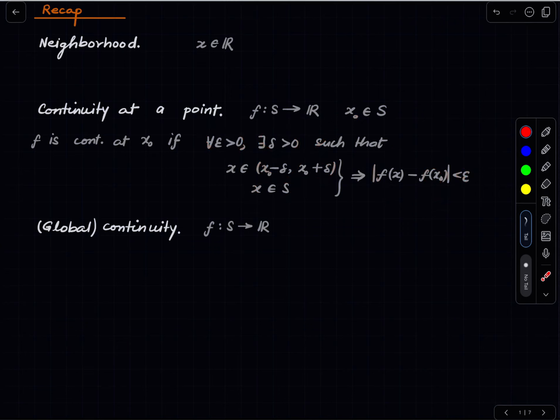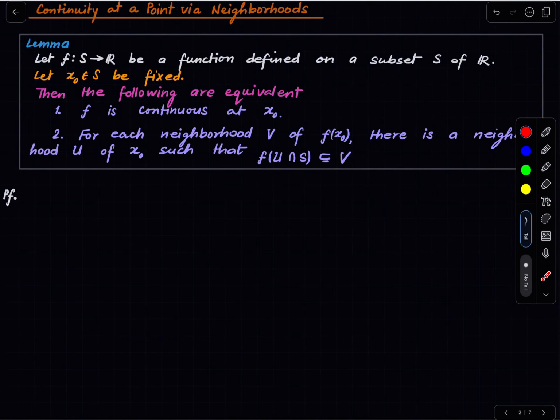Okay? And we will need the global definition of continuity, which means what? So we say that a function f from a set of reals to reals is continuous if it is continuous at every point. So first we defined continuity pointwise, and then we just defined the continuity of a function by declaring it to be so if it is continuous at every point in the domain. Okay. So let's get started.